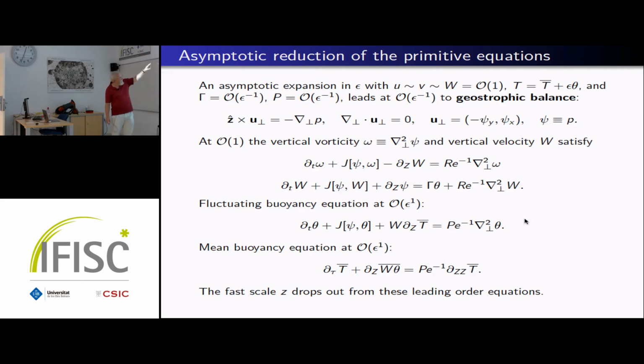The flow is horizontally divergence-free. That allows you to introduce a stream function, and the stream function turns out, if you go into this first equation, to be simply the pressure. So the stream function is just the pressure.